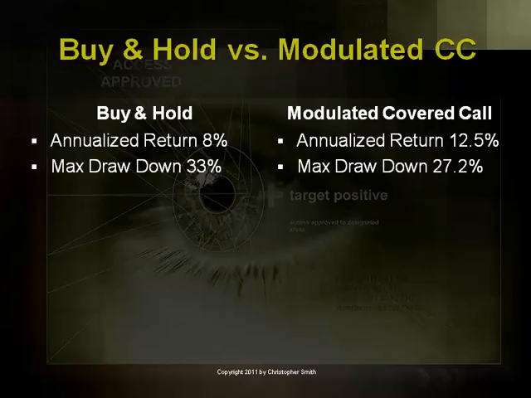So by using this modulated covered call approach, we improved upon the annualized return. We also improved though on the drawdown. And again, this is always in the market. So we're getting better yields, and we're experiencing less volatility in the account.